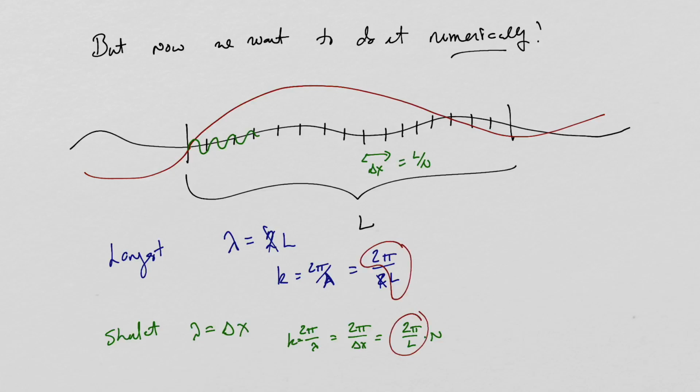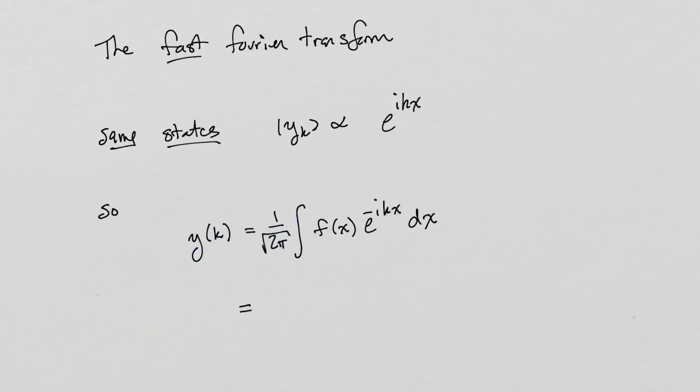I wanted to point that out because I can now develop some intuition for the math that's about to come. Somehow the frequencies that I'm able to see in this system naturally happen in units of 2 pi over L, and we'll see in a moment exactly why that should be the case.